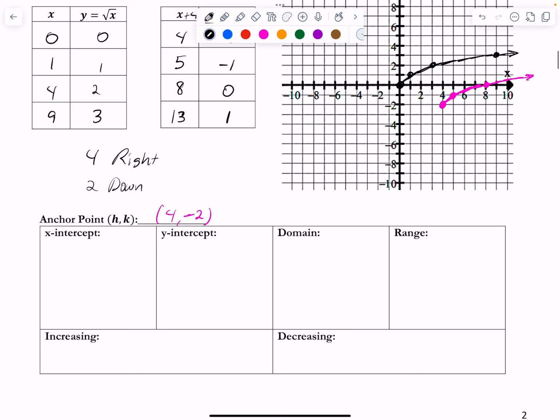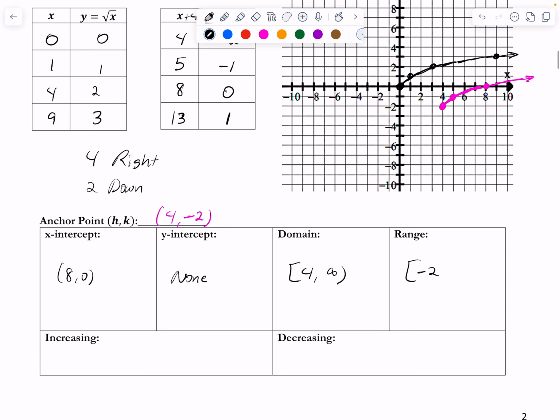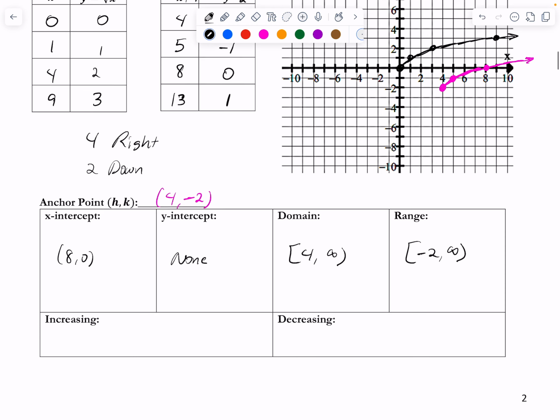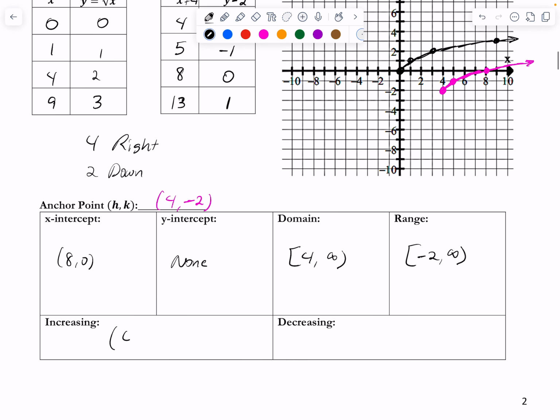The x-intercept looks like it's 8, 0. The y-intercept doesn't have one, right? There is none. We're never going to intersect the y-axis. The domain is 4 to infinity, and the range is negative 2 to infinity. All right, so where is it increasing? It's increasing the entire domain from 4 to infinity, and just like before, it's never decreasing.